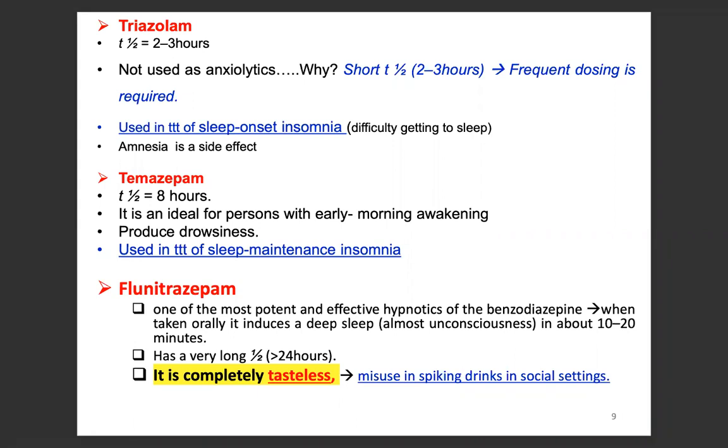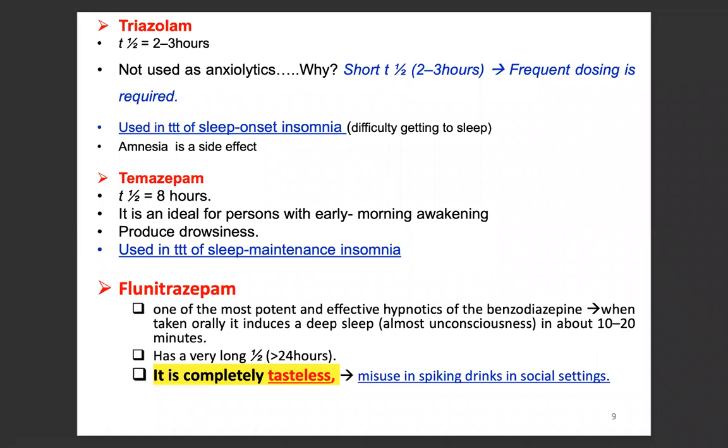So for sleep onset insomnia, triazolam, or we can say short acting benzodiazepines, are good. And amnesia is a side effect. Amnesia means short term loss of memory.